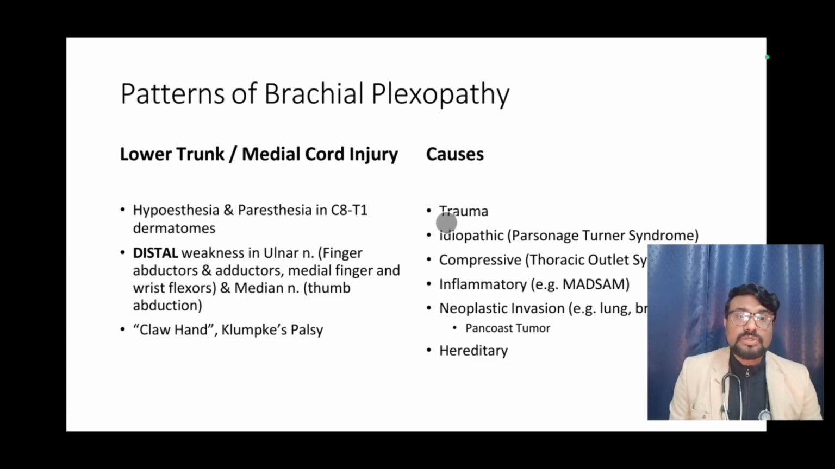The causes include trauma, idiopathic like Parsonage-Turner syndrome, compressions like thoracic outlet syndrome, inflammations like MADSAM, and neoplastic invasion like Pancoast tumor, and hereditary. So these are the different causes of lower trunk or medial cord injuries of the brachial plexus.